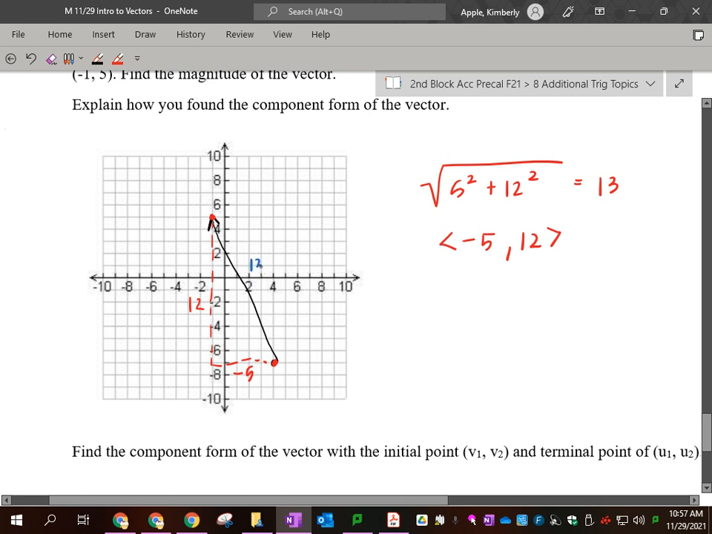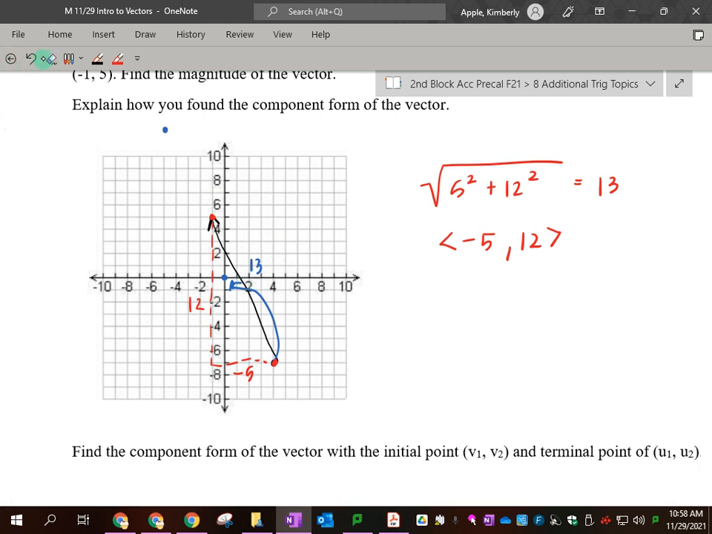So this is 13 over here. Why is this negative? Oh, because you're going to the left. Yeah, that went left. If I'm looking for the terminal point up here somewhere, I'm going to go left and then up. This has been moved over here to the 0, 0 point to make it in the standard position.